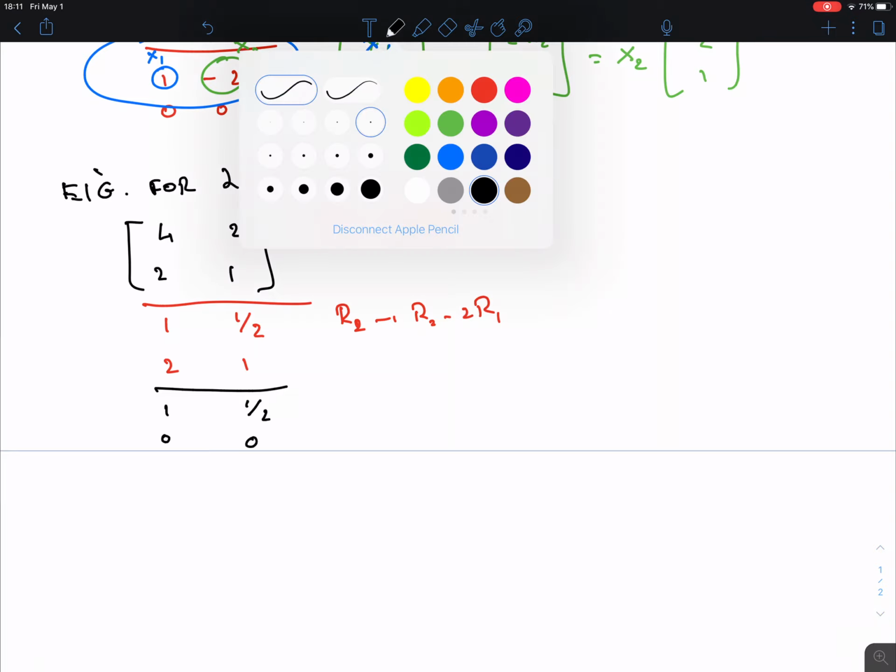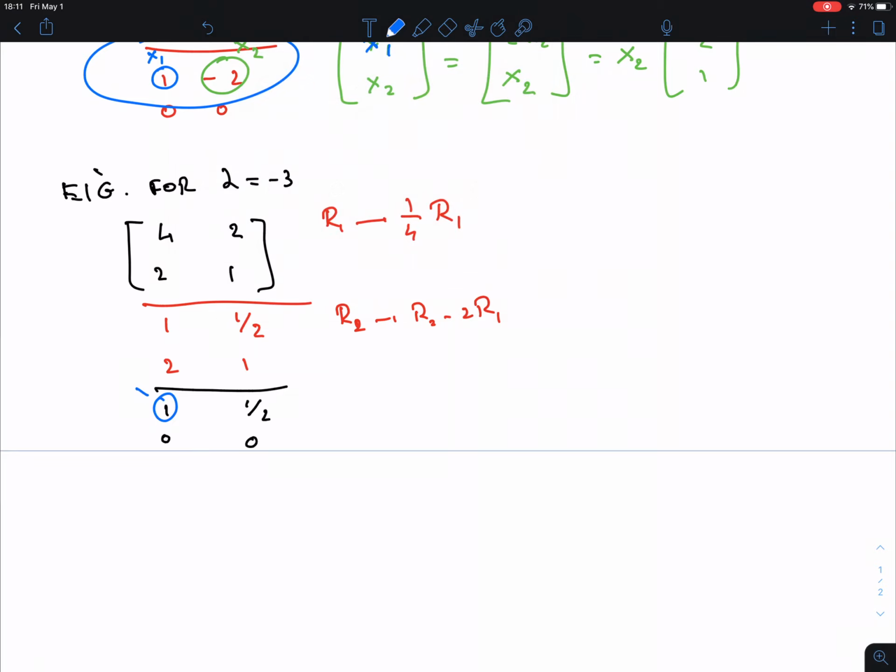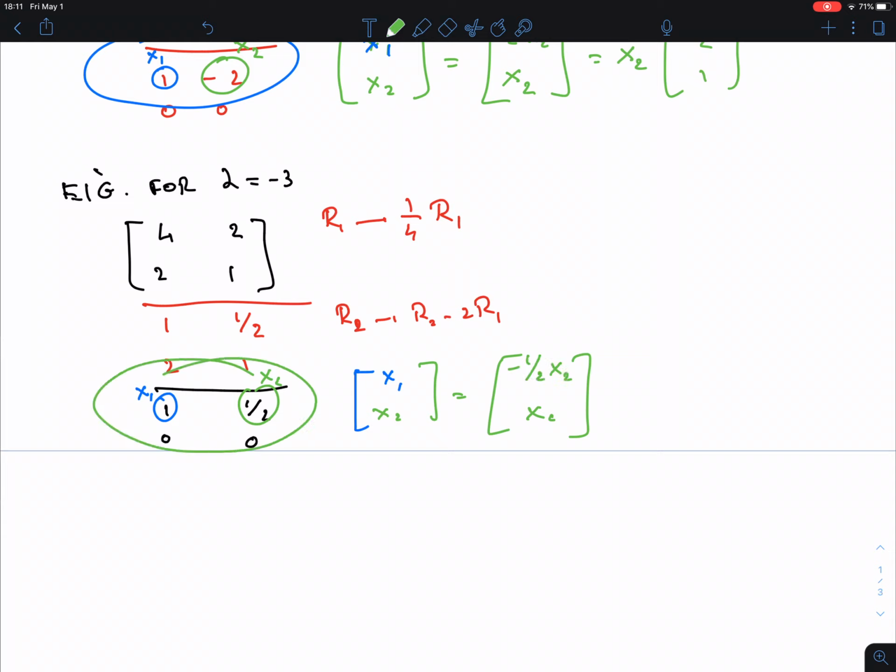So again, we have our pivot variable x1, and we have a free variable x2. As I said, x2 is equal to itself, and what about x1? Well, from this equation we see that it is -1/2 x2. Remember, it has to be brought to the other side. So we get x2 times -1/2, 1. So that's our second basis vector.